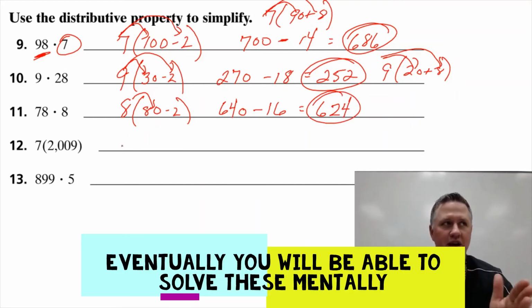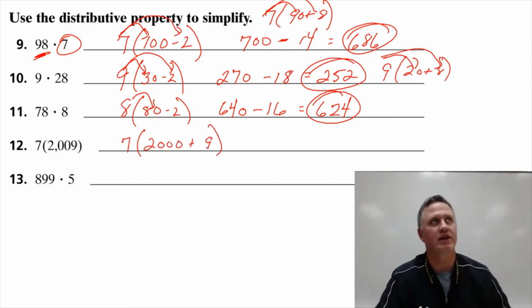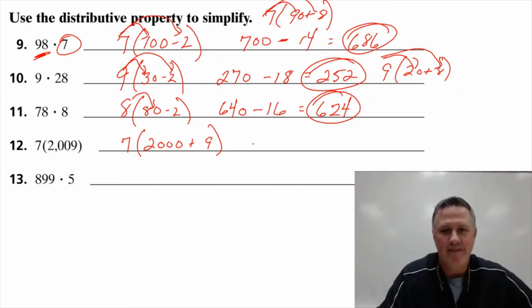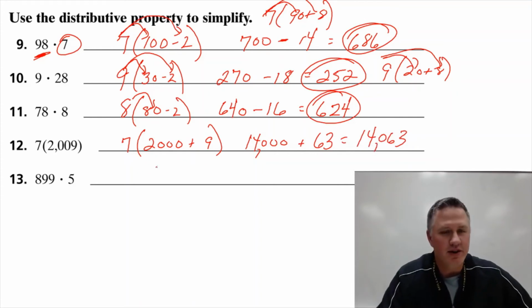7 times 2009. 7 times 2,000 plus 9. So what's 7 times 2,000? 14,000. You got 14,000, right? And what's 7 times 9? 7 times 9 is 63. Yep, so you wind up getting 14,063. Very good. I'm starting to come along. You are. You're doing all right.